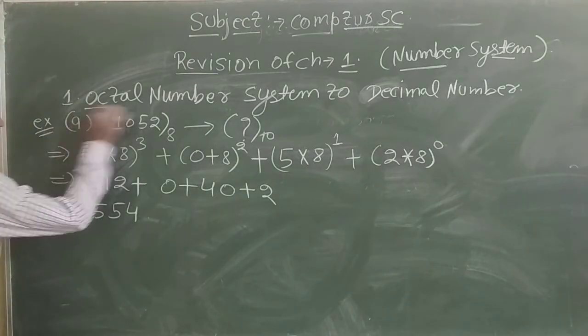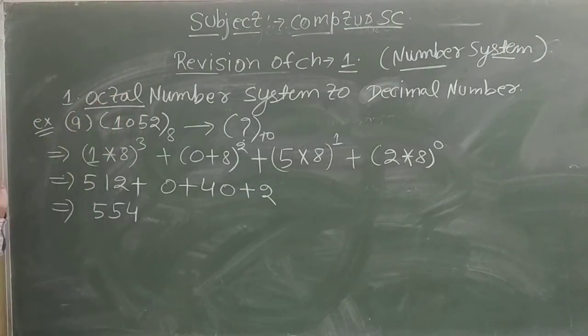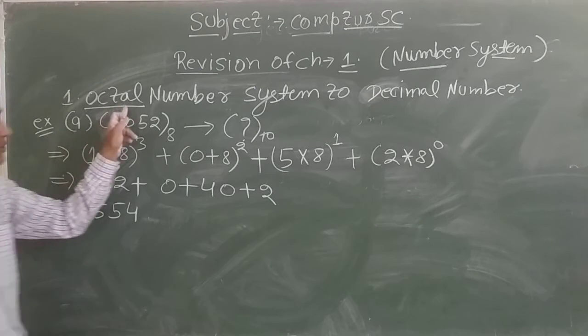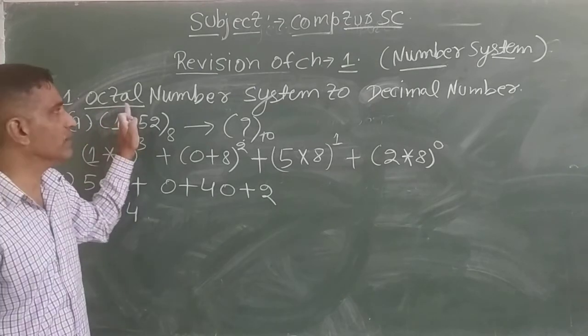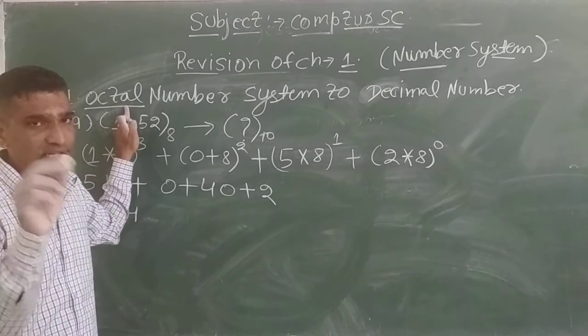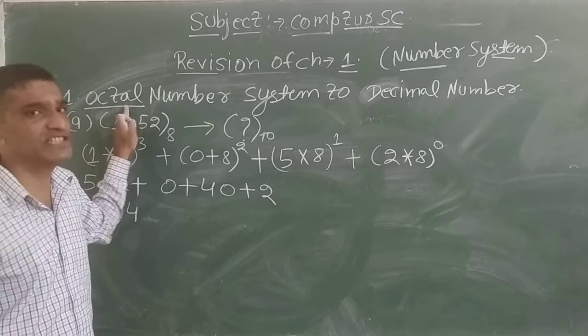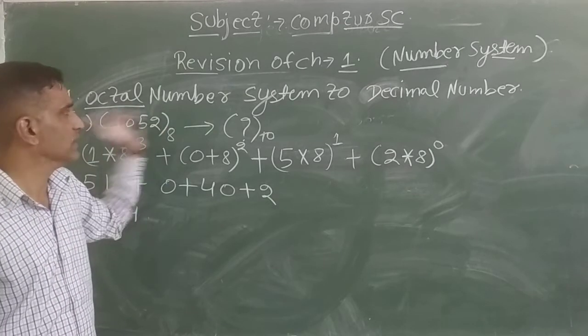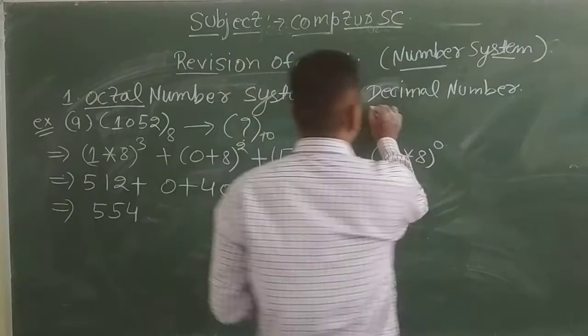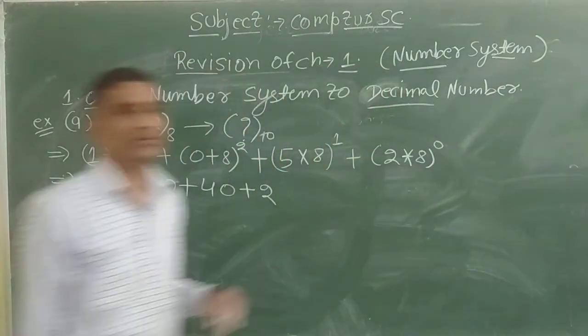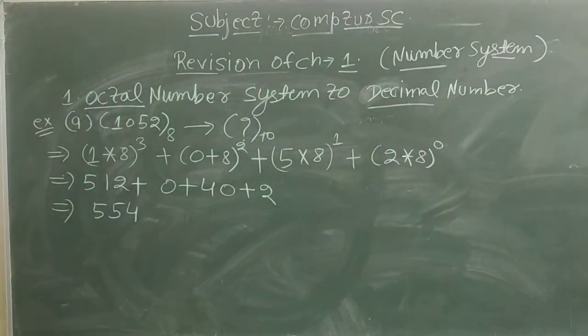But students, again I have to tell you a very important thing: you have to know about the number system. Octal means 8 digits, starting from 0 and ending at 7. The base is 8. The decimal number system starts from 0 and ends at 9. The base is 10. Now the problem is here.